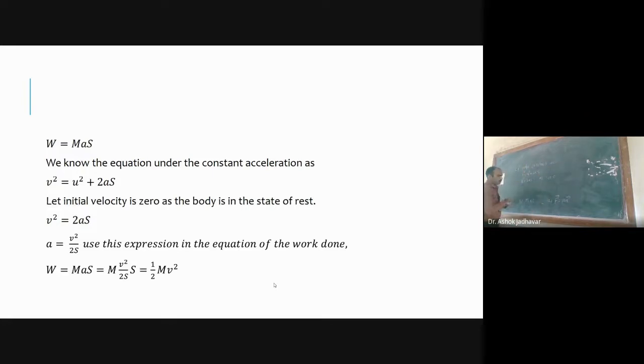So I can substitute a value of acceleration from this equation and write A is equal to V square by twice S, and substitute the value of acceleration in the equation of work done. Then I will get W is equal to MAS is equal to M into the value of A, V square by twice S, multiplied with S. So S gets cancelled and we remain with W is equal to 1 half MV square. This is just a recap of what we have seen in the last lecture.